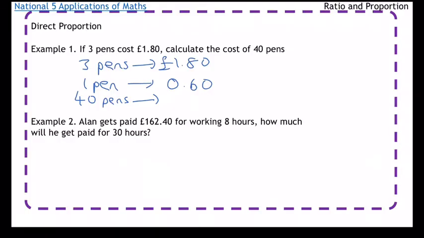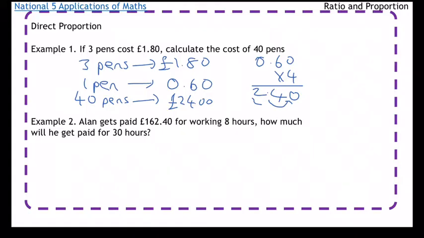So if I want 40 pens, I'm just going to times that by 40. So 0.60 times 40. Well, I'm going to times by 4 first. 4 times 0 is 0, 4 times 6 is 24, 4 times nothing is nothing, plus 2 is 2. So 4 pens would be £2.40. But I want 40 pens, so I'm going to times that by 10, which makes the number 10 times bigger. So £2.40 times 10 is £24. And you can put in pence if you want. So there's pence.